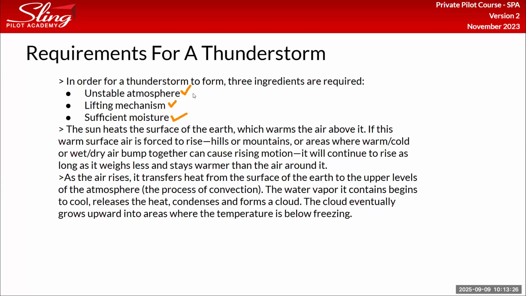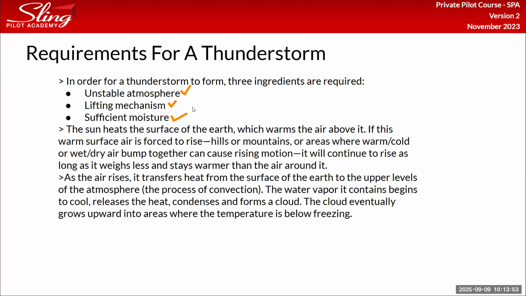The lapse rate. So we have a standard lapse rate, right? 2 degrees Celsius per 1,000 feet. Anything outside of 2 degrees is non-standard. That can be an indicator of an unstable atmosphere. Okay, so a lapse rate can tell us if we have an unstable atmosphere. The clouds outside can tell us about an unstable atmosphere.